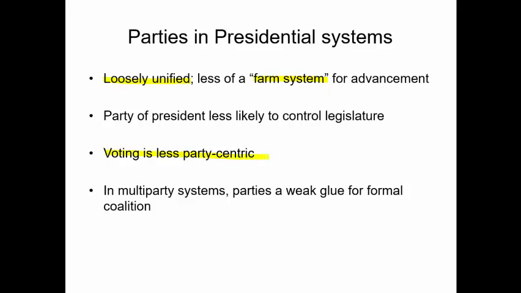Voting is less party-centric. Again, the party of the president may be less likely to be controlling the legislature. We've seen that quite a bit in the last few years, where the Republican Party controls Congress and the Democratic Party controls the president's office. So we have what is called a divided government. It's a little bit more difficult to get legislation passed.